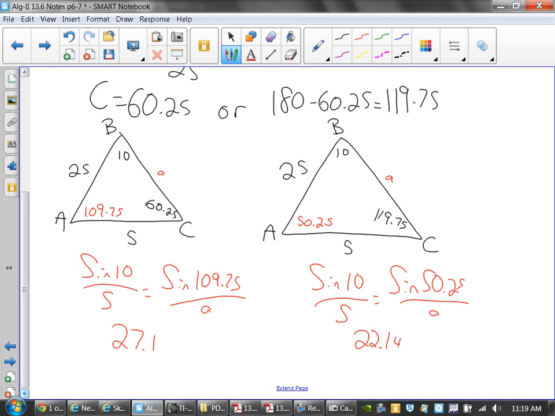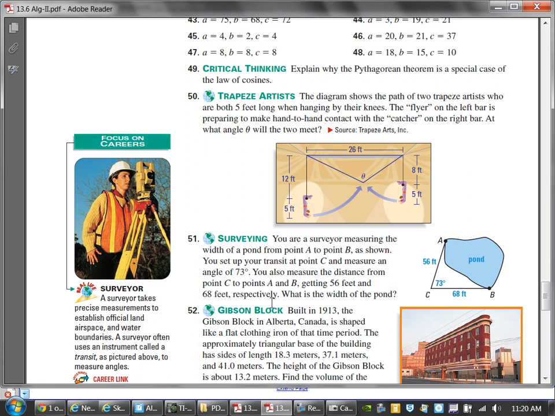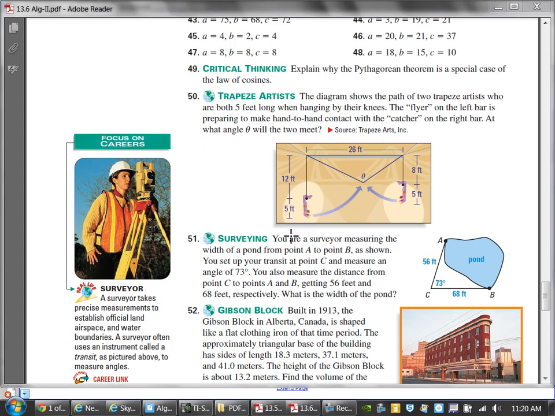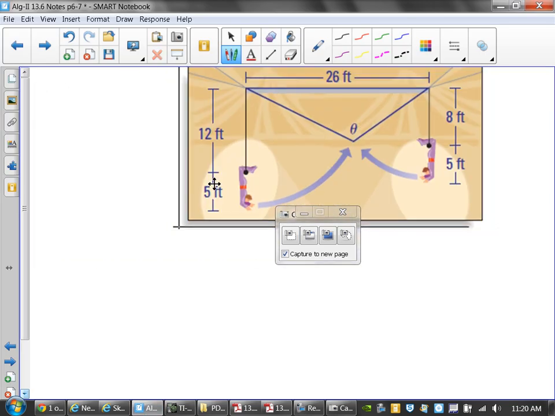What else would you like to look at on this? 50, okay. What's 12 plus 5? 17. What's 8 plus 5 on the other one? 13. Okay, so there's your two side lengths. I couldn't remember the numbers. So again, if the rope is 8 feet and you're 5 feet, what does that make the whole amount? 12 and 5 is 17.